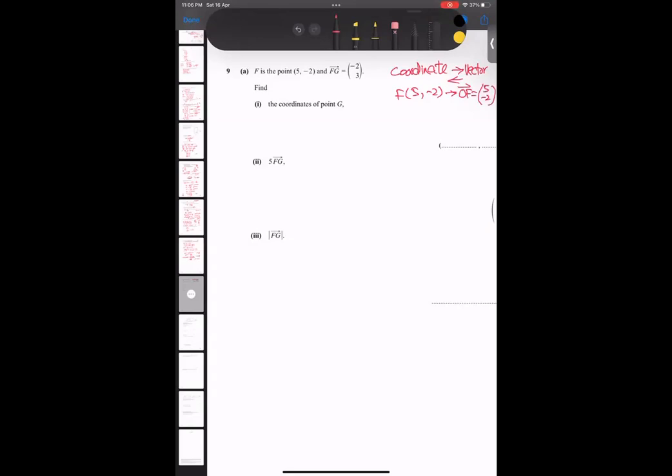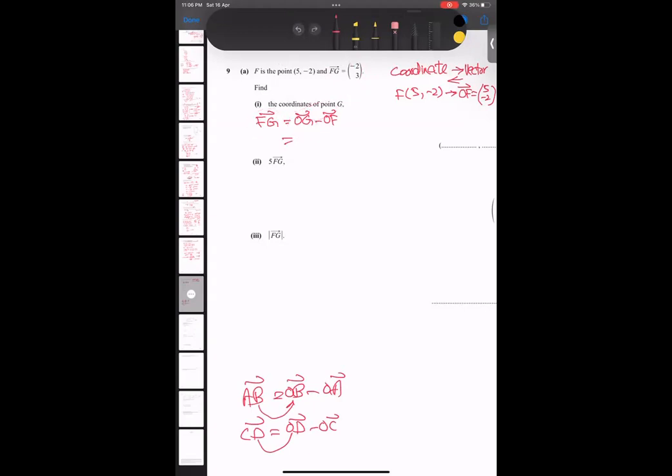And he's asking for the coordinates of G. He has given us the F coordinate here, and we are given the vector form of FG. So how to find FG? The FG formula is OG minus OF. This is a fixed criteria. For example, for AB vector, it is OB minus OA. For example, CD vector, it is OD minus OC. Same criteria. OG is my target.